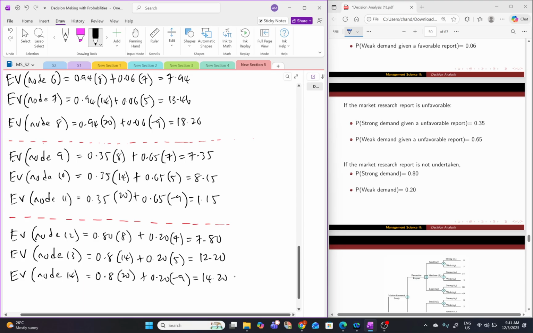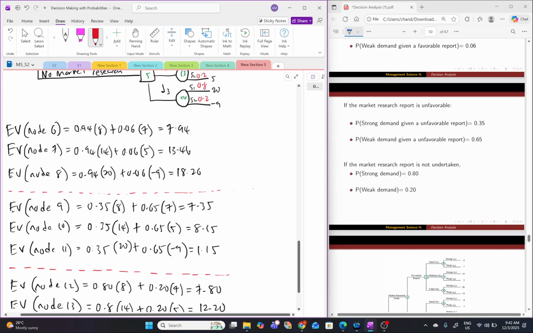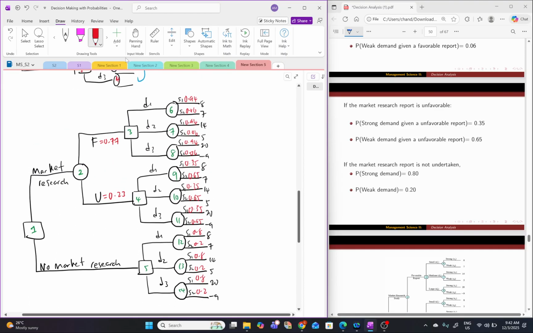Saya scroll up sikit ya. So dekat sini saya akan buat satu lagi. So apa yang kita buat dekat sini adalah kita cari expected value for node 6 to node 14. Yang ini kita settlekan dulu. Okey, kita dah settle yang ini. Kita akan ke sini sekarang.